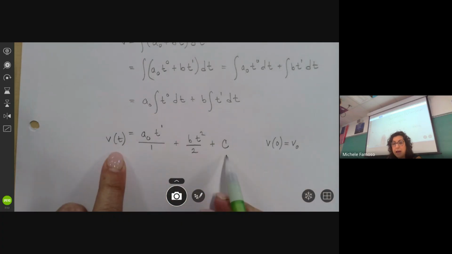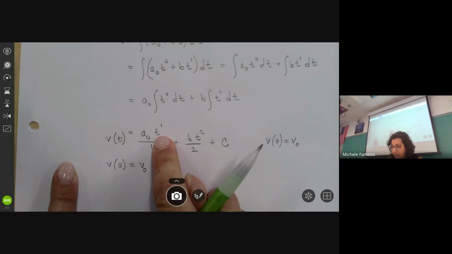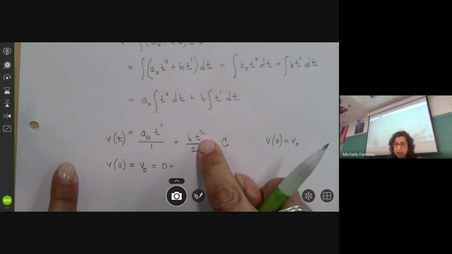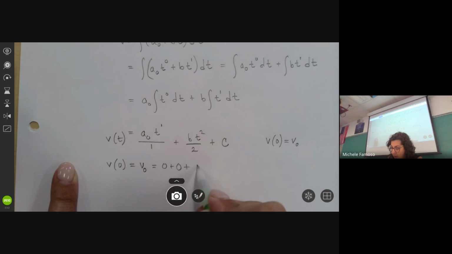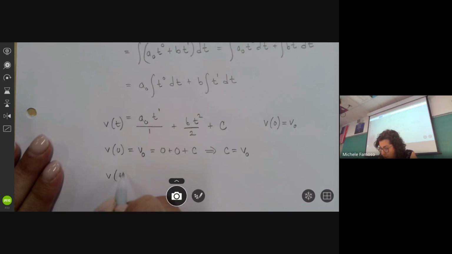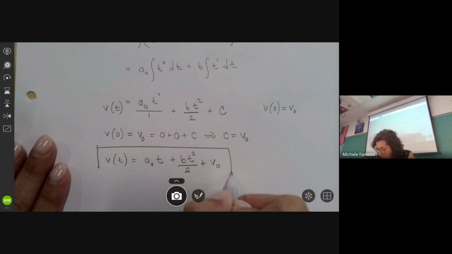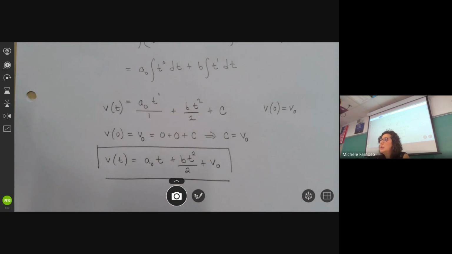So if I were to evaluate this at time 0, I need it to equal V0, which means that if I plug in a 0 for t here, I get 0. If I plug in a 0 here for this t, I get 0. So that means that the constant is the initial velocity in this problem, which means that my final equation for the velocity as a function of time will be a0t plus bt squared over 2 plus v0. Do you all follow that logic? Make sense? Any questions, Maddie?